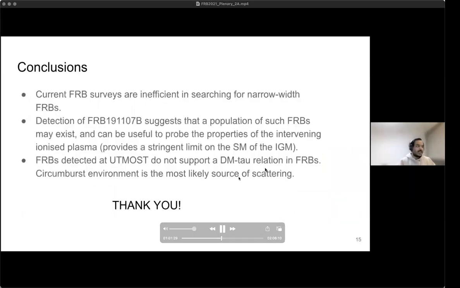So at the end, I would like to conclude by bringing back the points that the current FRB surveys are inefficient in searching for narrow-width FRBs. Detection of 1911-07 suggests that a population of such FRBs may exist and can be useful to probe the properties of the intervening ionized plasma. And FRBs detected at most do not support a DM tau relation in FRBs. The circumburst environment is the most likely source of scattering. With that, thank you guys for listening.